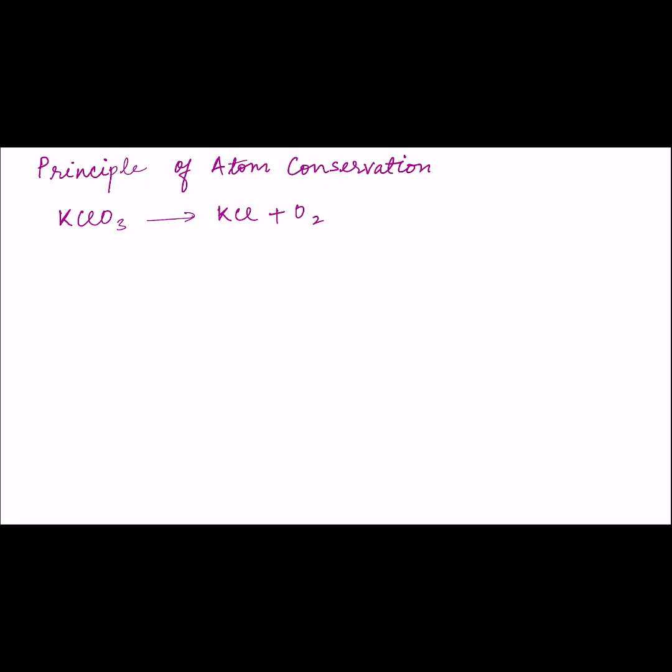Now applying the principle of atom conservation to oxygen atoms. What is the moles of oxygen atoms present on the reactant side? This is the reactant side and this is the product side. On the reactant side, oxygen is present in KClO3. Now, from the molecular formula, it can be seen that 1 mole of KClO3 contains 3 moles of oxygen atoms.